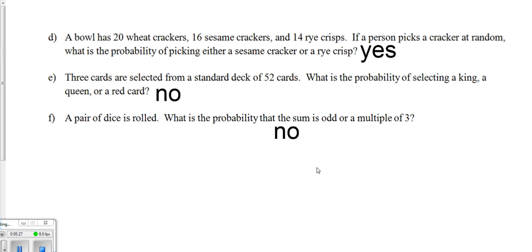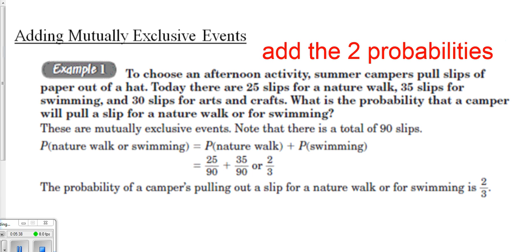Are any of those numbers going to be the same? Yes. 3 and 9 are both multiples of 3, and they are odd. So no, these are not mutually exclusive. Adding mutually exclusive events together, we just simply add the two probabilities.